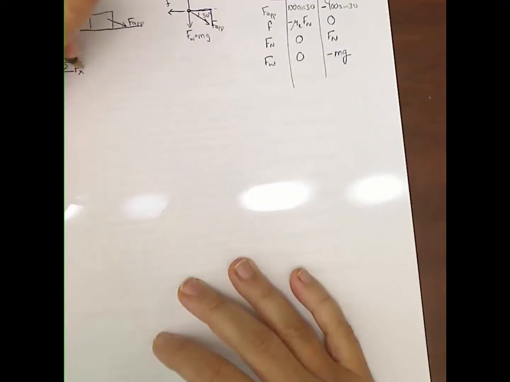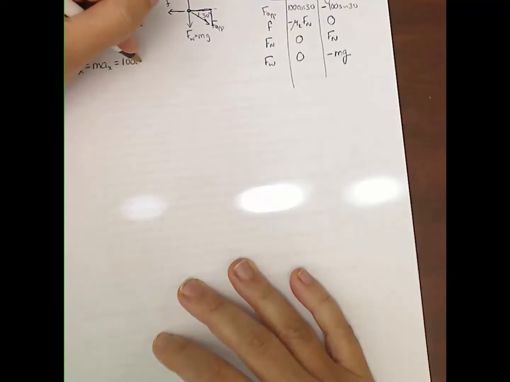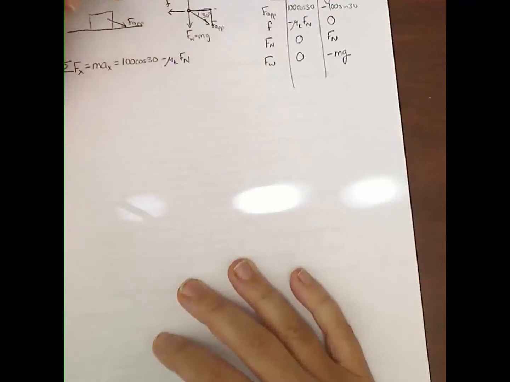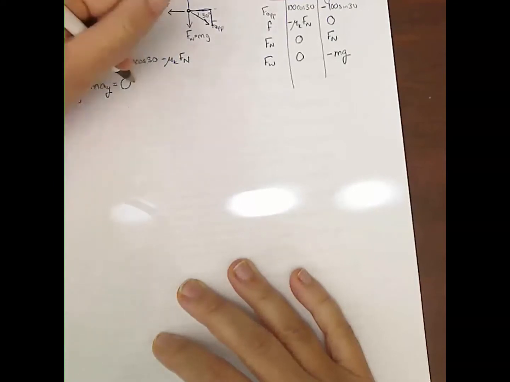Add it up. Sum of the forces in the x column have to equal the mass times the acceleration in the x direction. Again, we're trying to find the acceleration in the x direction. So add up that column. We've got 100 cosine 30 minus mu k times the normal force. So that looks exactly like the previous example. And again, we don't know the normal force, so we can't get our acceleration. To get the normal force, we've got to look at the y column. Sum of the forces in the y direction is equal to the mass times the acceleration in the y direction. And again, there's no acceleration in the y direction. The box doesn't fall through the floor, it doesn't leap up off the floor. So add up that column.